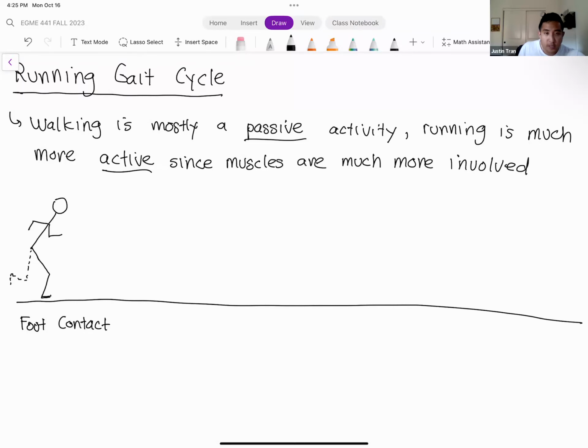Right. And then from foot contact, the next event that we usually measure is when your foot comes off the ground, and so you've taken a step. It's just like this. Okay. So remember, the leg that we're looking at is in the back this time. So this is a toe off.